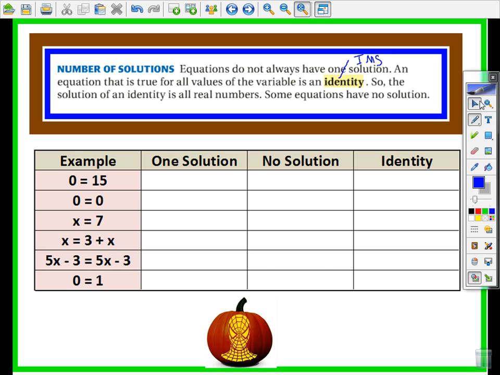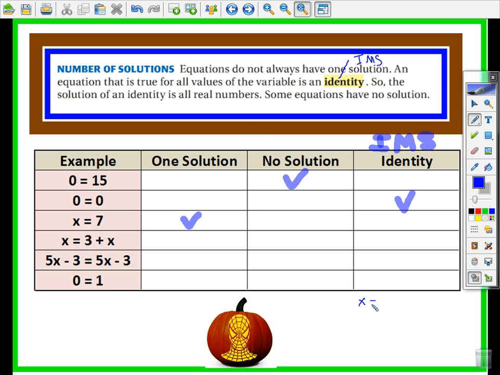So just looking at this, if you ended up with 0 equals 15, that would mean there's no possible solution, because that's never true. If you end up solving and you get 0 equals 0, that means infinitely many solutions. That's what this category stands for, IMS. Everything I plug in will work. X equals 7, that means I had one answer. That answer was 7.